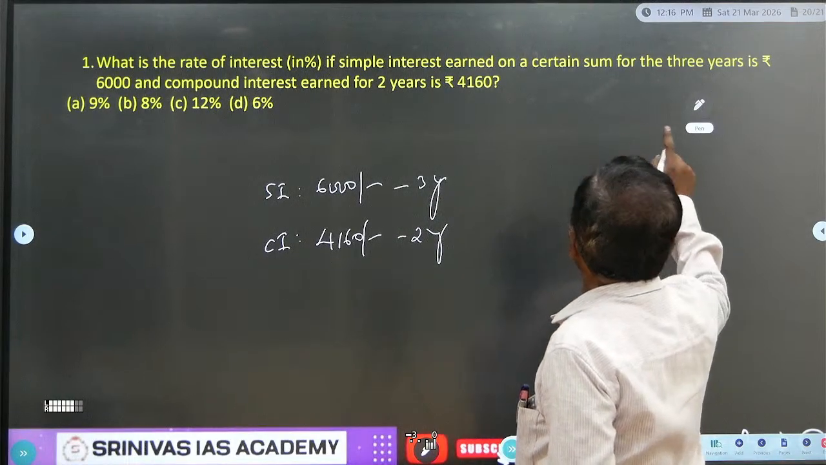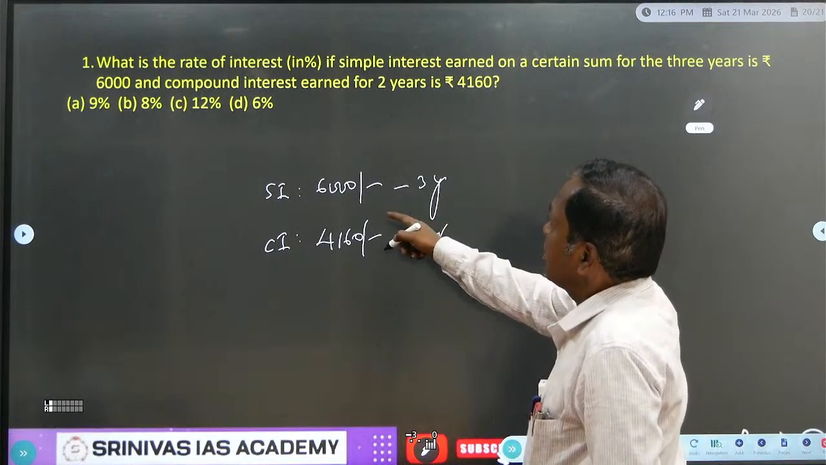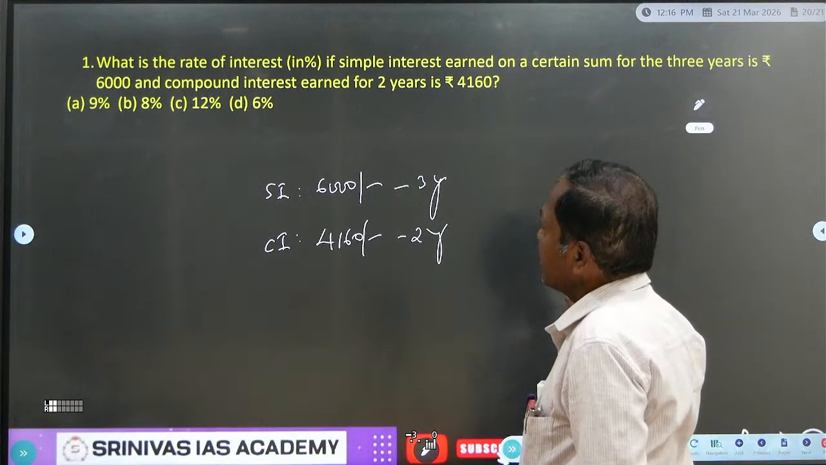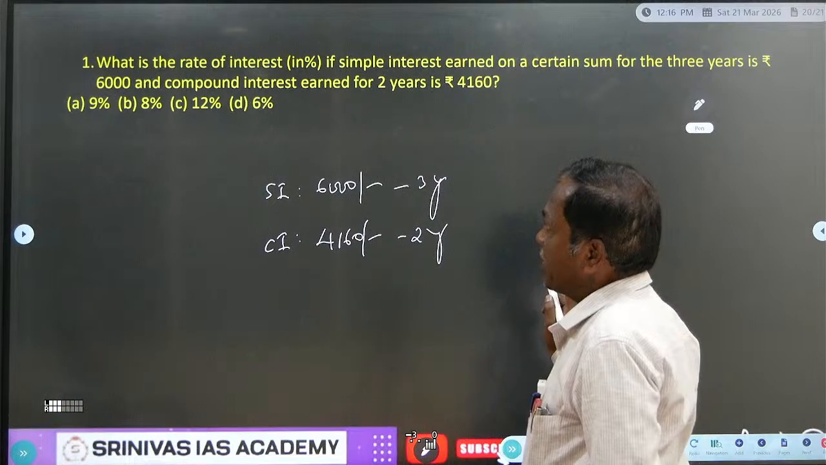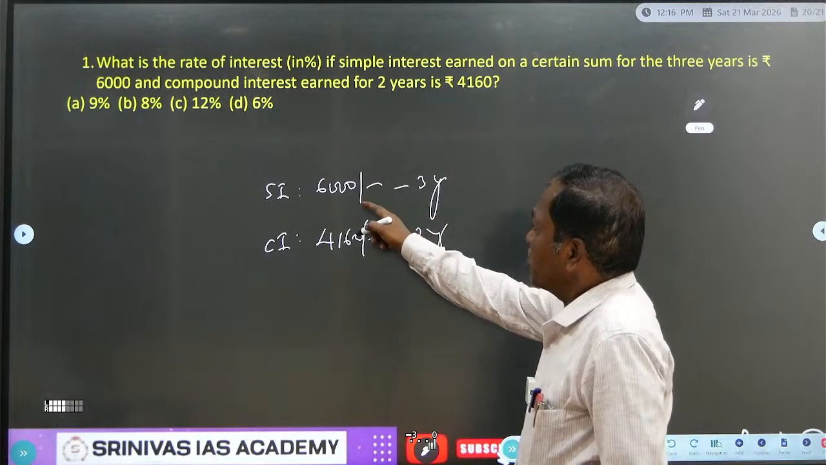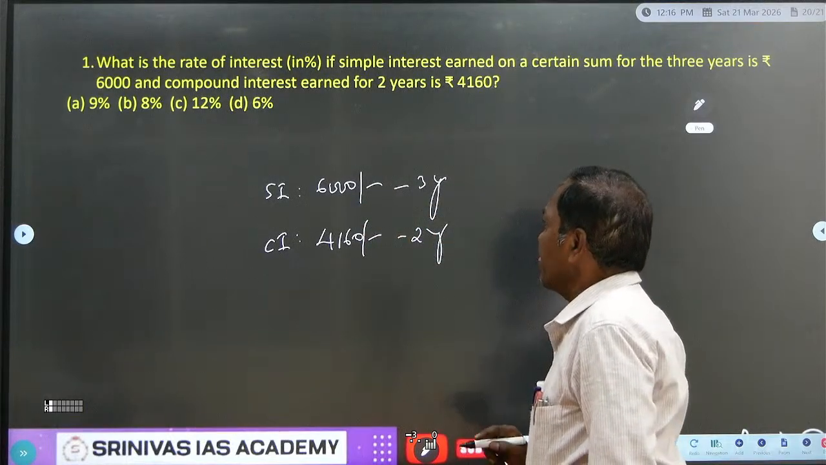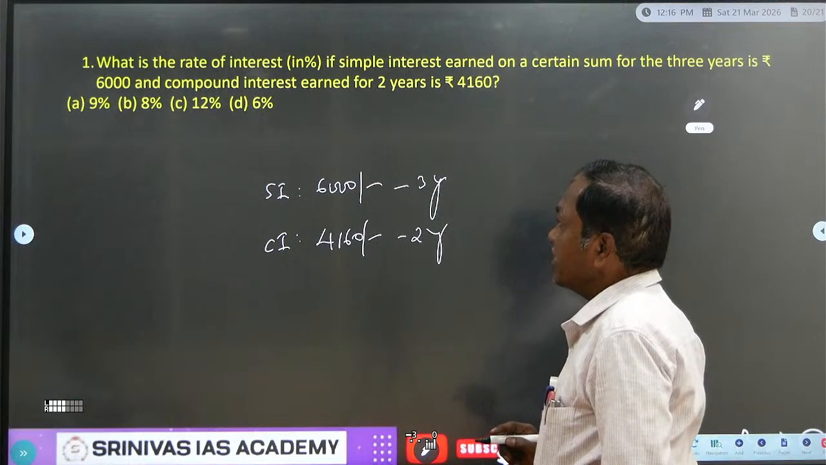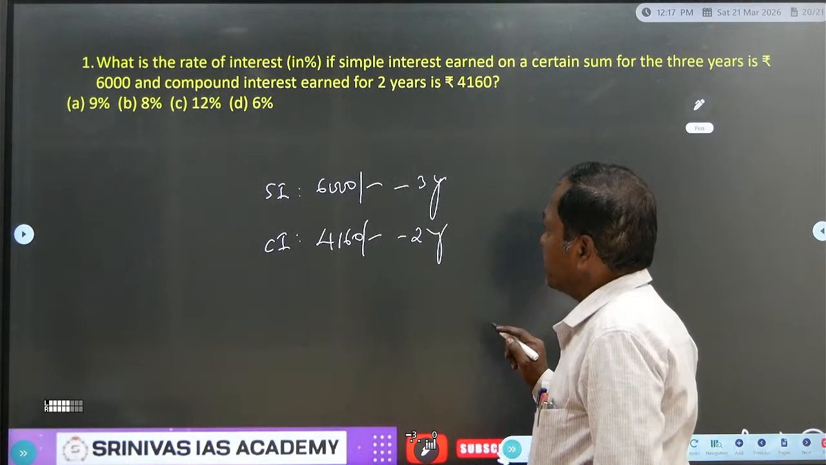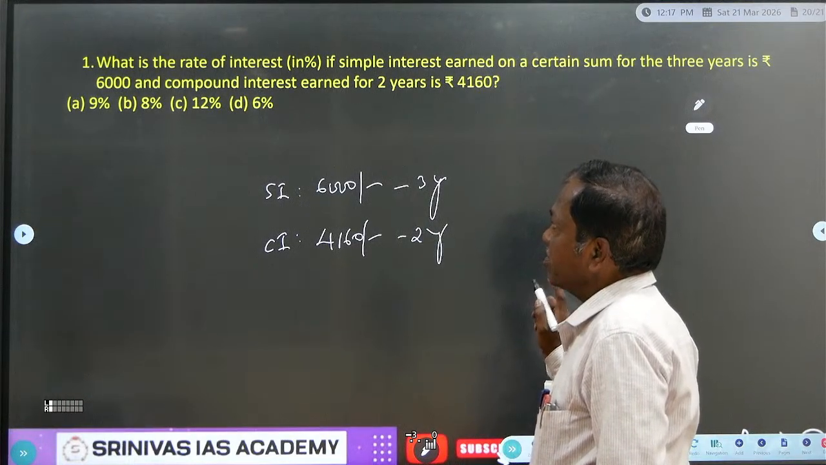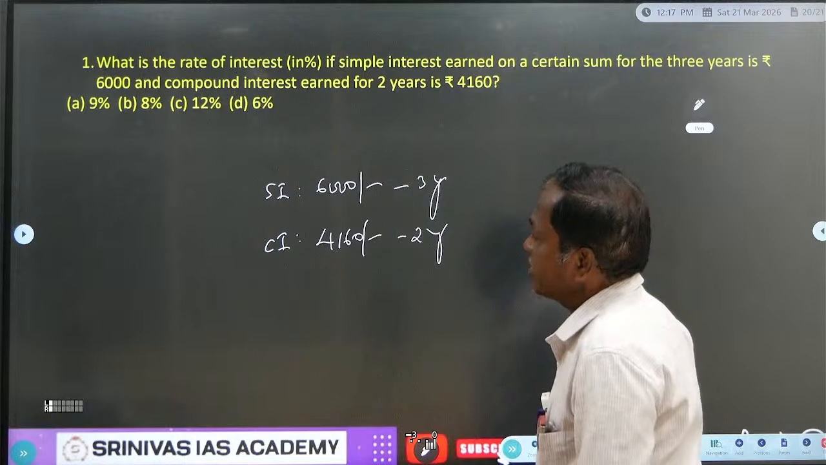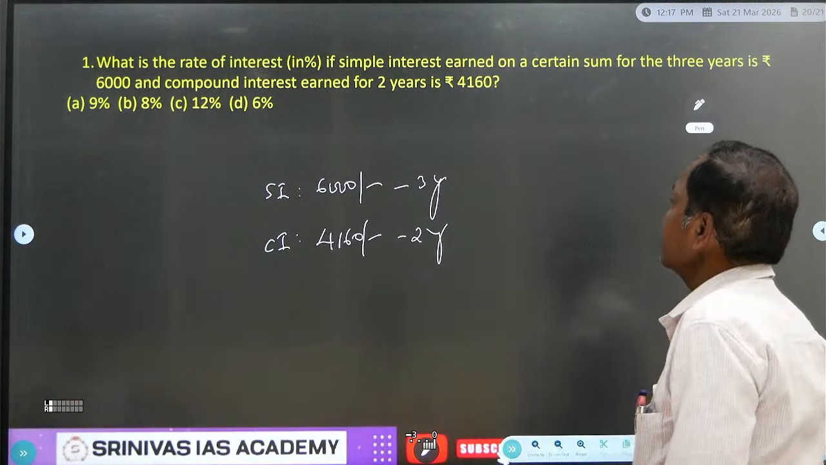Interest on a certain sum for 3 years is rupees 6000, and compound interest earned for 2 years is rupees 4160. Principal is not given. To know the principal, what happens now? In simple interest, total simple interest is there, time is there. Rate of interest is not known. To know the rate of interest, what is the problem? 100 into simple interest, P into time, P is not known. And compound interest earned for 2 years is 4160. How do you do that?